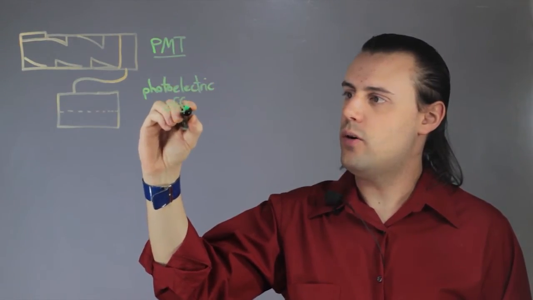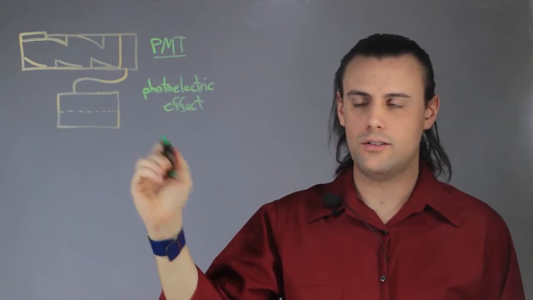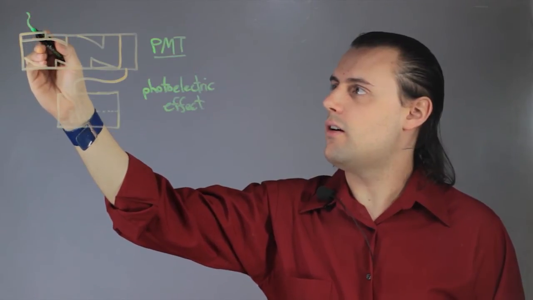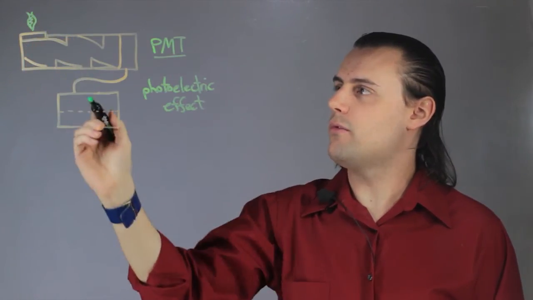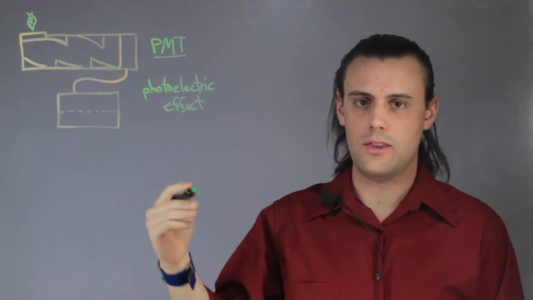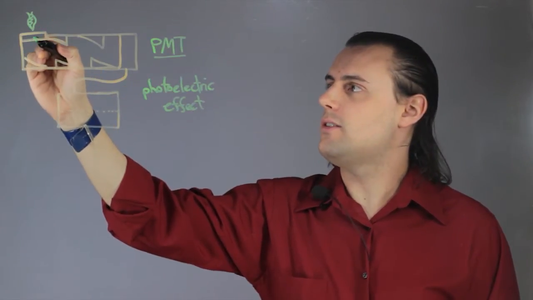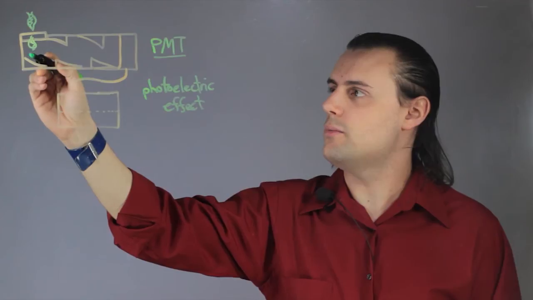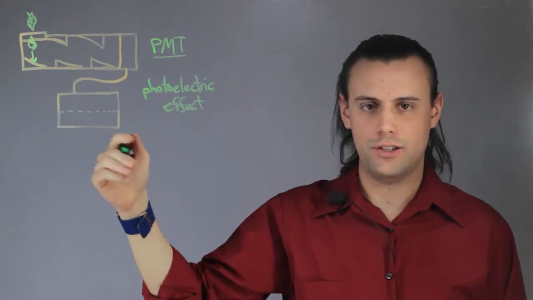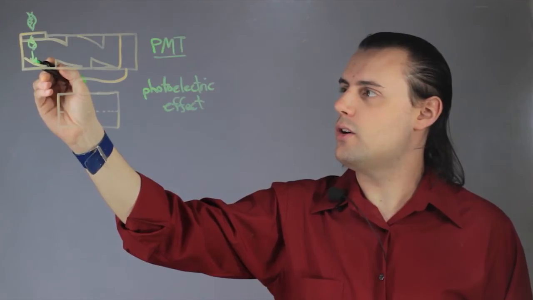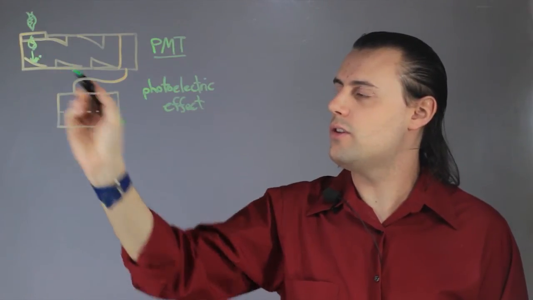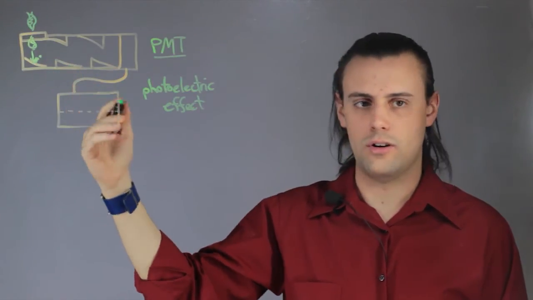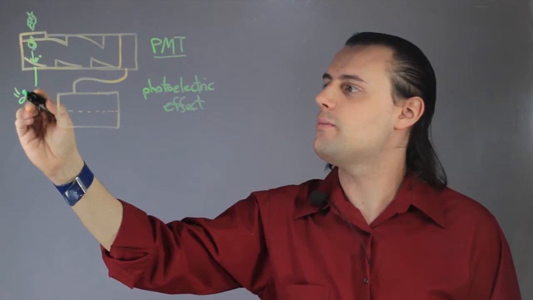The photoelectric effect essentially involves photons, which are quantized packets of energy of electromagnetic radiation that are propagating with some frequency, and the higher the frequency, the higher their energy. So as these packets of energy, these particles of light, enter the photomultiplier tube with some energy, if the energy is sufficient, they can knock electrons off this metal or this material. In the photomultiplier tube, these walls, these surfaces, are known as dynodes.